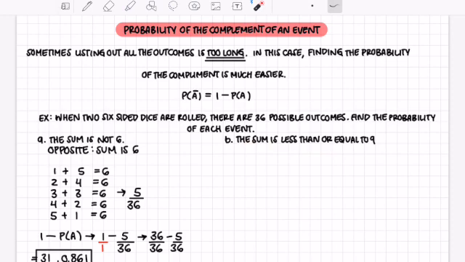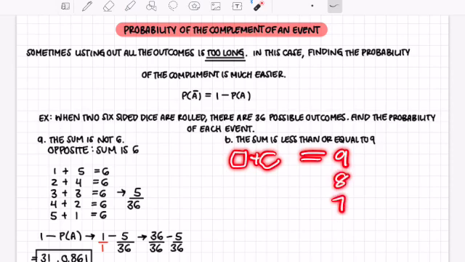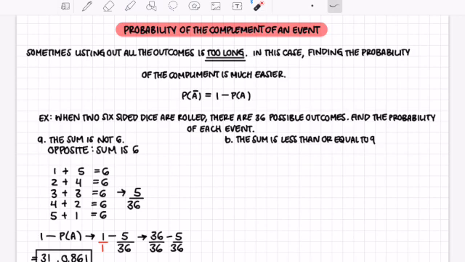So again, finding out the sum of those two dice being less than or equal to 9. So it'd be 9, it could be 8, it could be 7, it could be 6, it could be 5, it could be 4. That would take a long time. I would say that rather than finding the sum that's less than or equal to 9, which would be 9, 8, 7, 6, 5, 4, 3, 2, and 1.